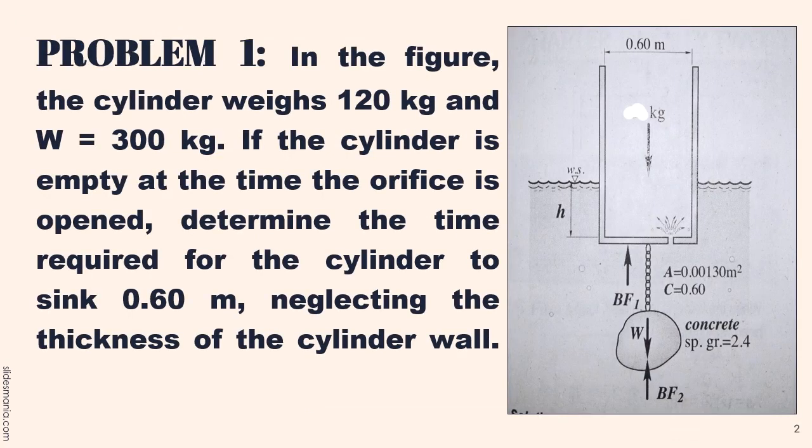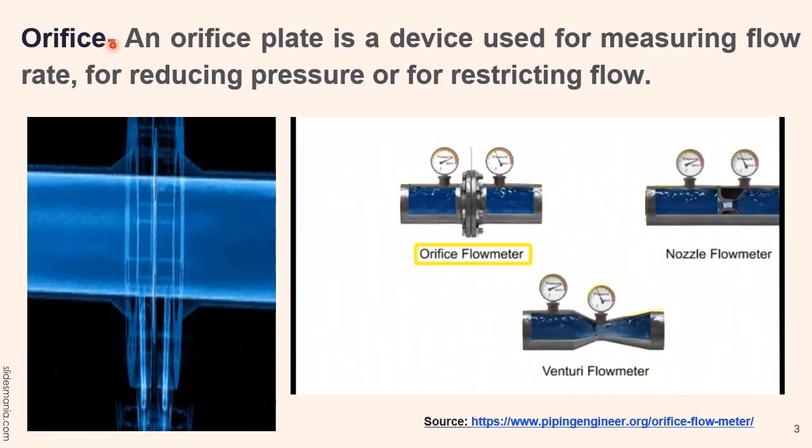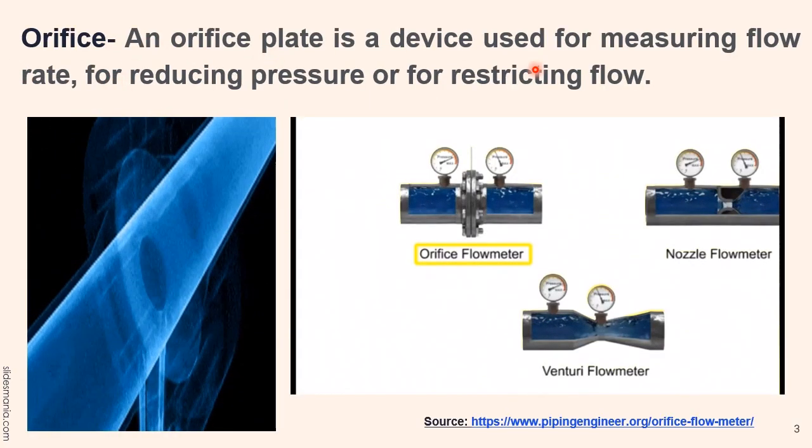Problem 1. In the picture, the cylinder weighs 120 kilograms and the weight is 300 kilograms. If the cylinder is empty at the time the orifice is open, determine the time required for the cylinder to sink 0.60 meters, neglecting the thickness of the cylinder wall. But before we answer our problem, let us first take a look at this illustration shown above.